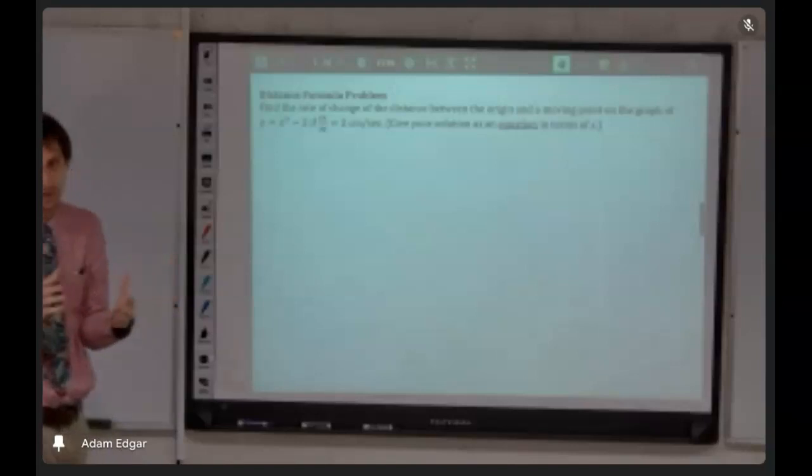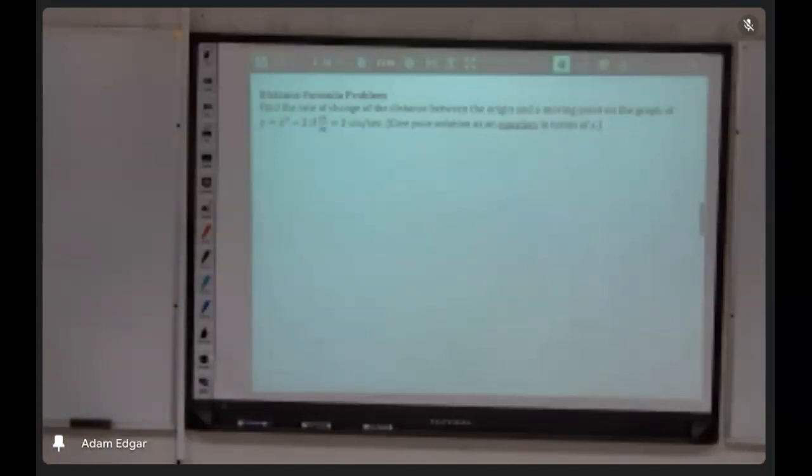It's going to have the same ratio of dimensions. And that's what was going on with the pool. Moving on, we have a distance formula problem. So we'll look at that.